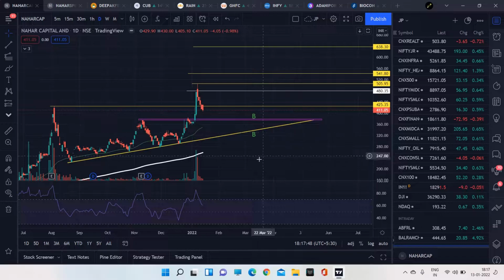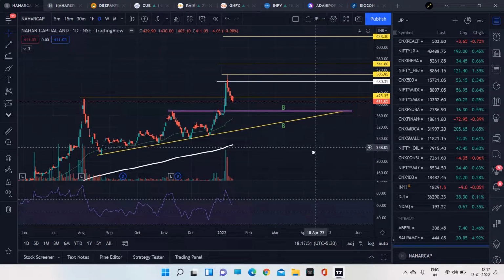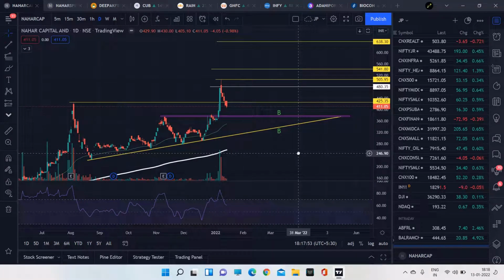And this is not a one day trade or 2 day or 3 day. It may take months as well, maybe 1 month or more. Alright, so you should be ready for that.